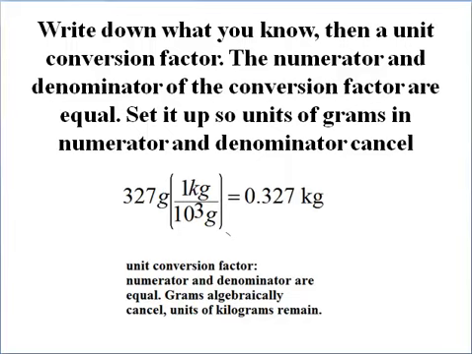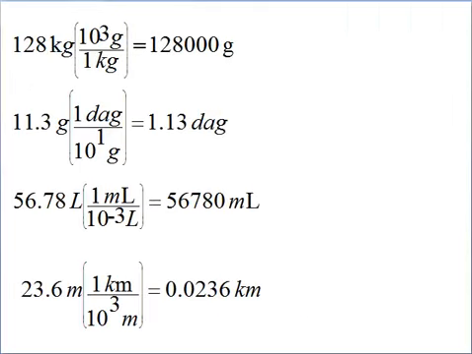Here are solutions to the conversions on the last slide. 128 kilograms is to be converted to grams. The unit conversion factor puts 10 to the third grams in the numerator and 1 kilogram in the denominator. Note again, the two things in the unit conversion factor are equal and must always be equal. 1 kilogram is 10 to the third grams. 1 kilogram appears in the denominator, so it cancels. 10 to the third grams is in the numerator. The answer when we multiply is 128,000 grams.